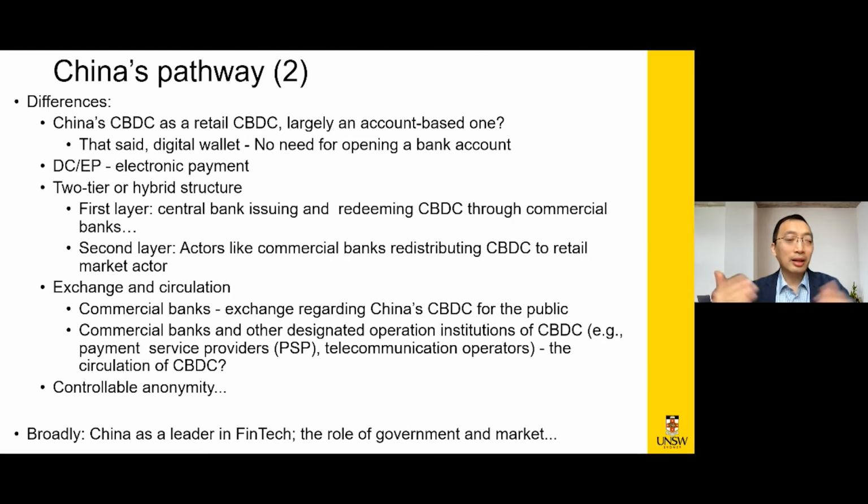And more broadly, I think China's approach may be different in terms of China being a leader in fintech, and also China being a state-led economy. So the government or the regulator plays a very strong role in that regard.